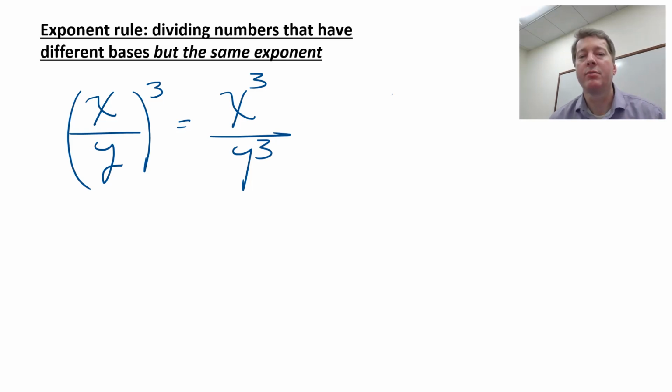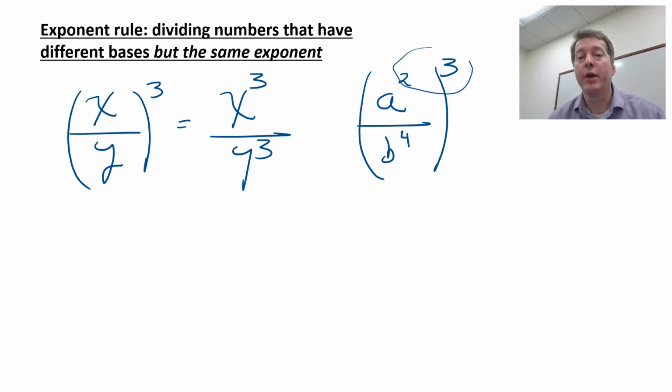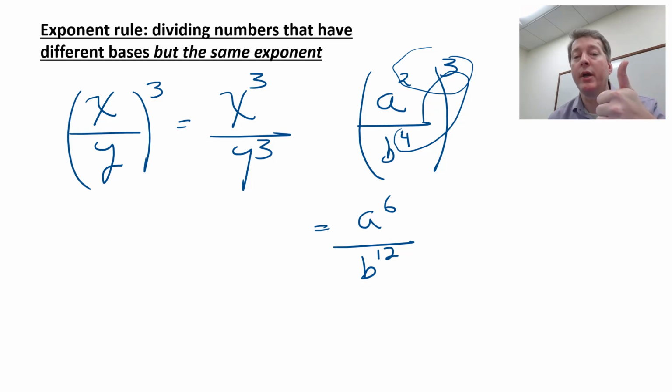Suppose I had a squared over b to the 4th, all cubed. Well, a squared cubed is a to the 6th divided by, and b to the 4th cubed is b to the 12th. So you cube the a squared and you also cube the b to the 4th.